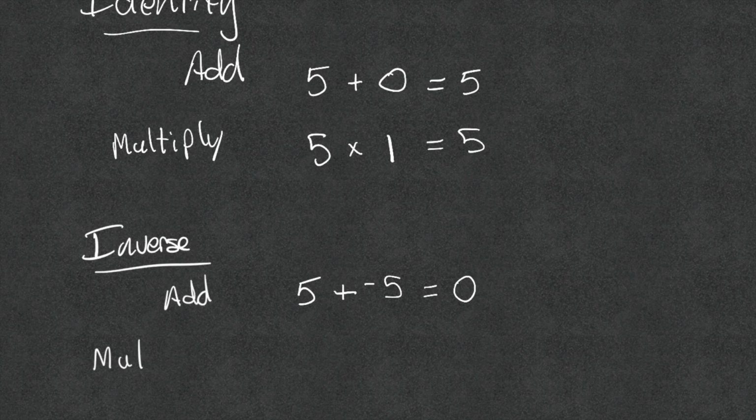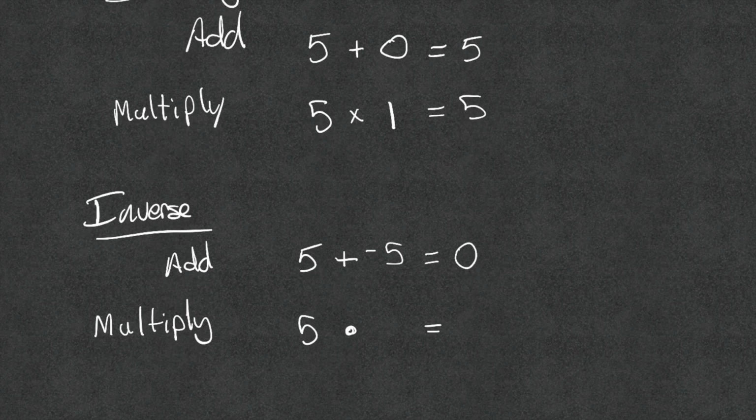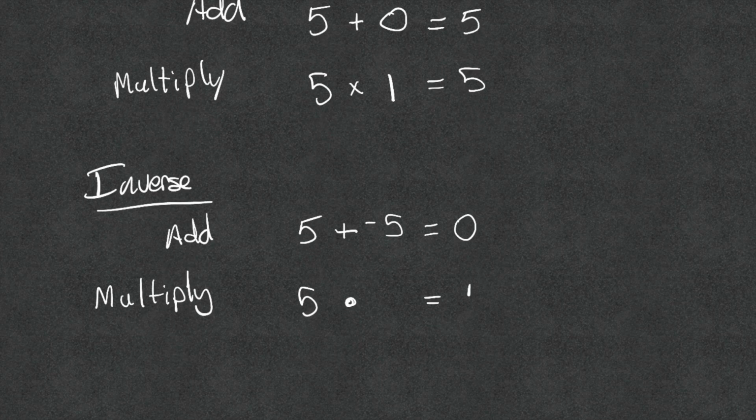If I'm multiplying, and I start with a 5, my goal is to find a number that will give me 1. The only way that's going to happen is if I have a 1/5, because we multiply straight across. And essentially, we wind up with 5/5, which is 1.